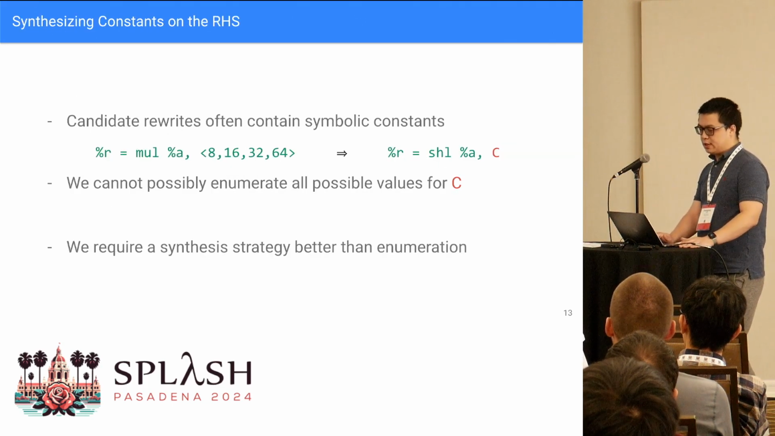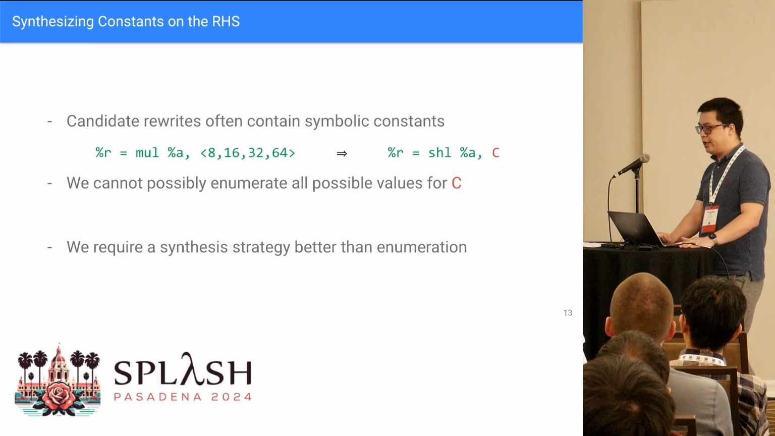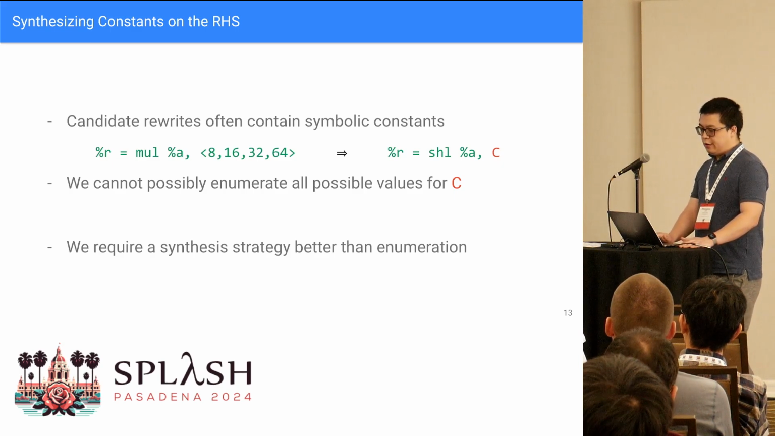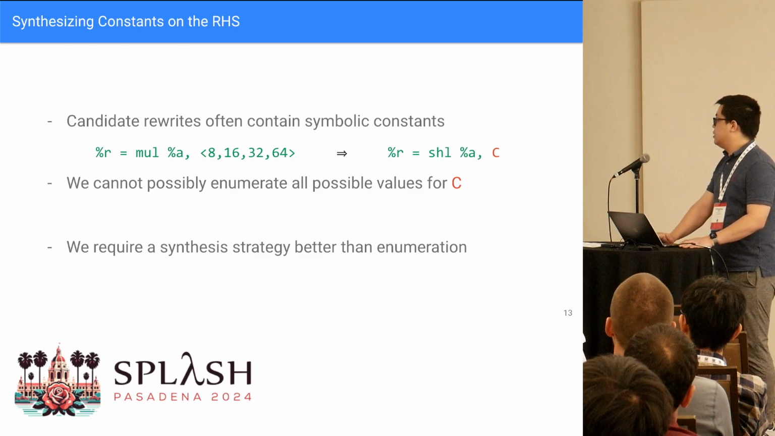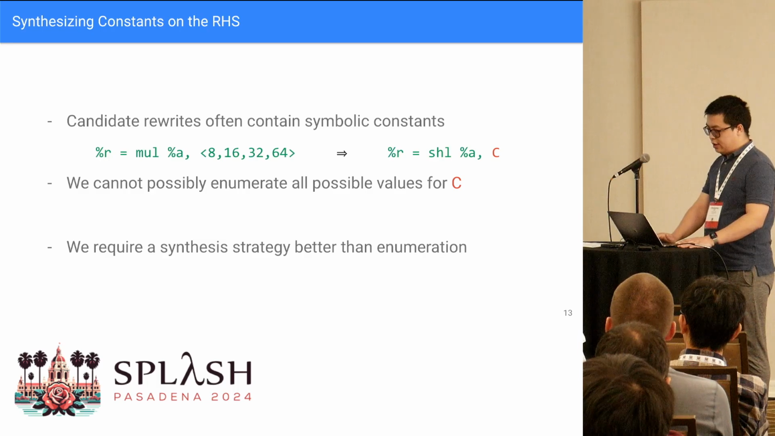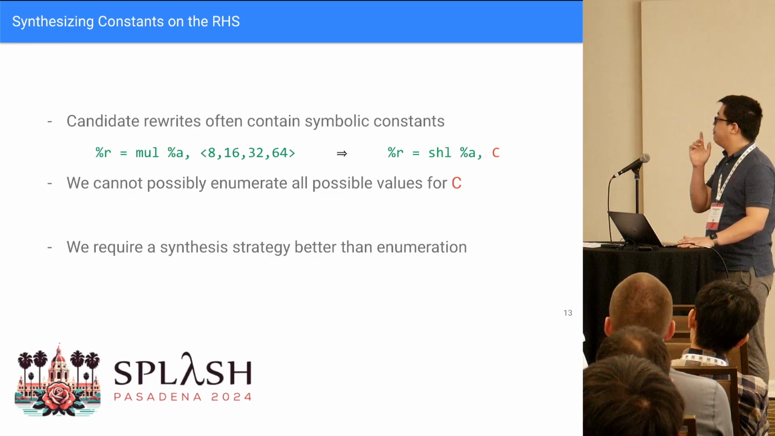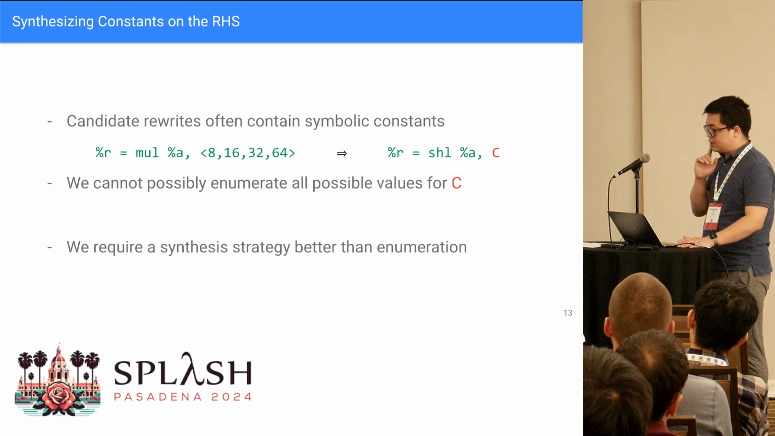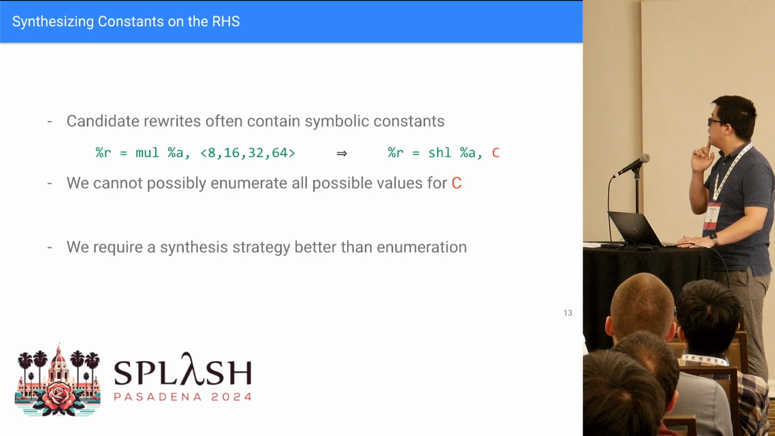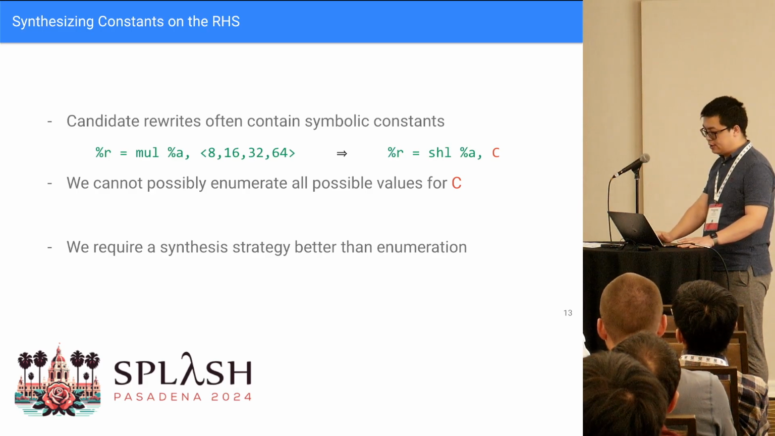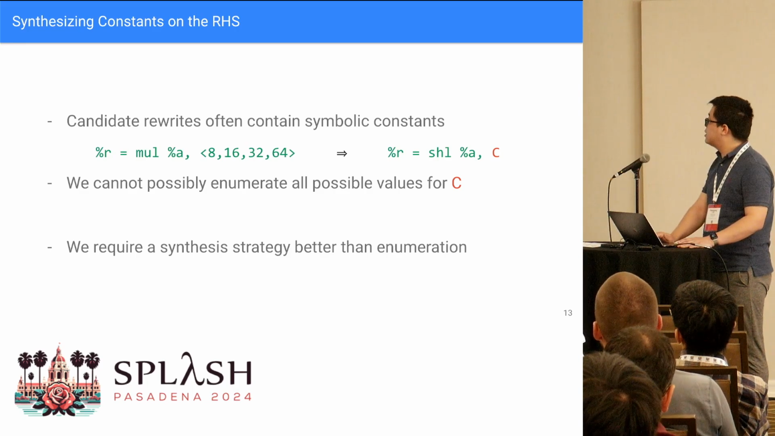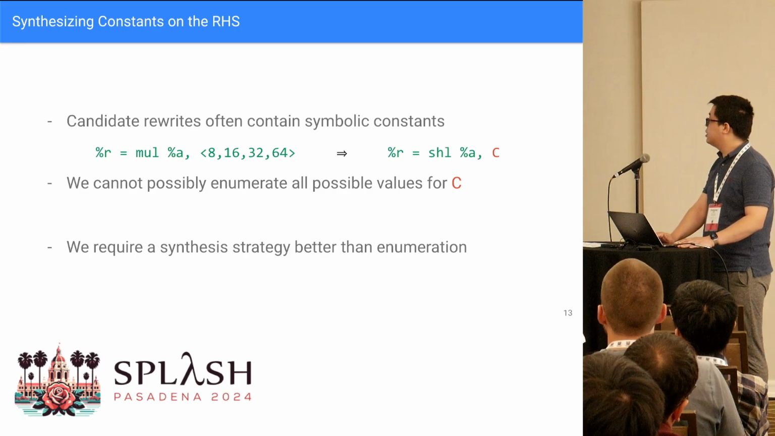And here you may ask, how does our synthesizer handle new instructions that have an immediate constant in the right-hand side? For example, consider this rewrite. Assume the enumerator generates this right-hand side for the left-hand side. The left-hand side is multiply %A by 8, 16, 32, and 64. And assume the enumerator has generated this new right-hand side. What constant should we put in that operand?